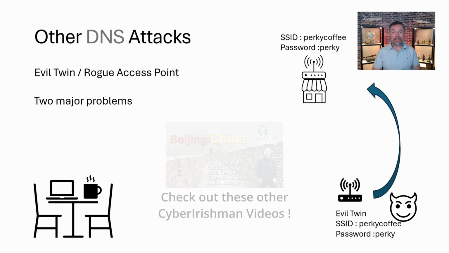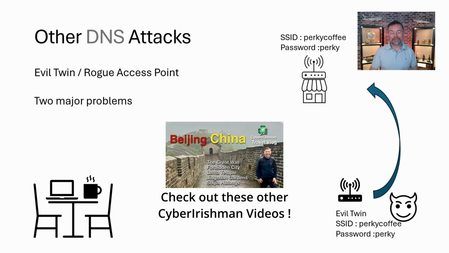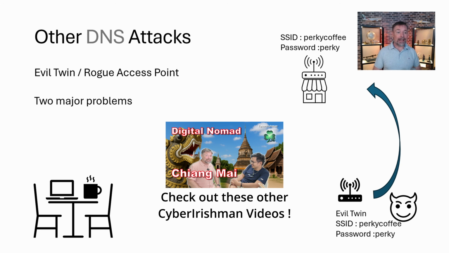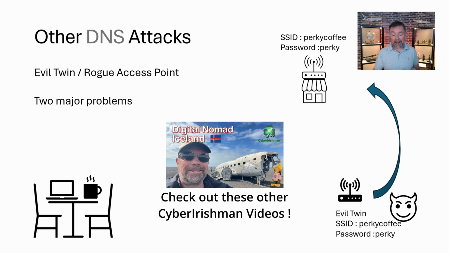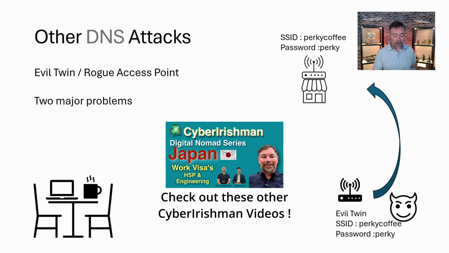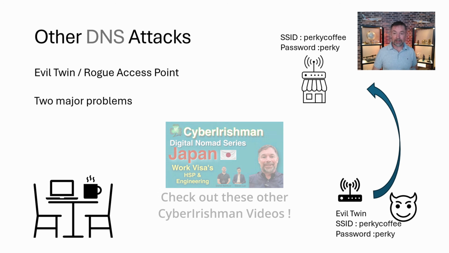Now let's talk about some other DNS attacks. And these aren't really DNS attacks as such, they're wireless attacks. The evil twin and the rogue access point attacks, I'll describe them now, but DNS can have a part in these. So, great exam question: What is an evil twin? What is a rogue access point?